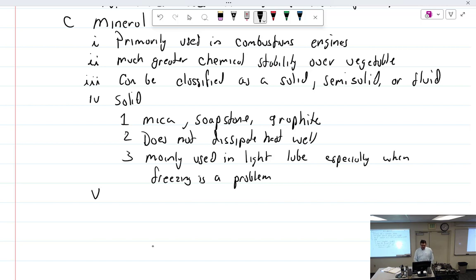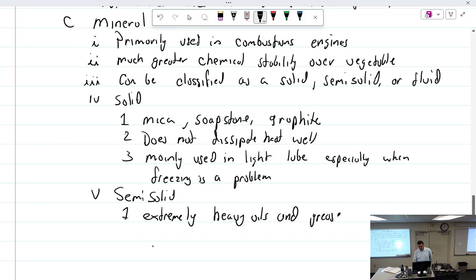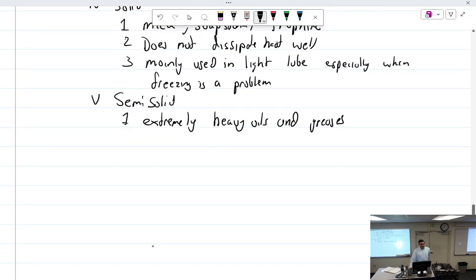I got the solids. Now we got the semi-solid: extremely heavy oils and greases. Has anybody ever messed with gear oil? Yeah, that stuff stinks so bad. It's thick. Okay, so grease. Grease is a mixture of oil and soap.